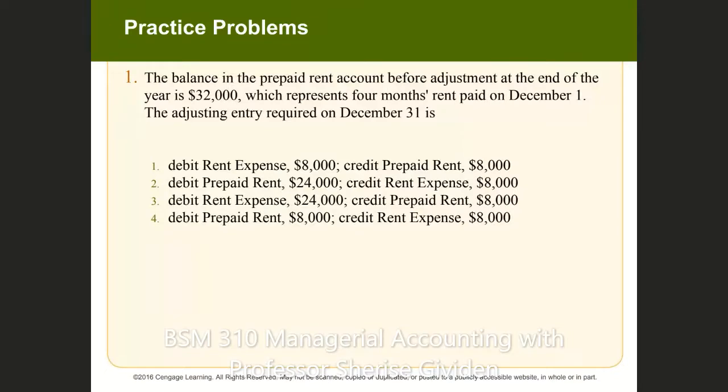All right, so the next one: the balance in the prepaid rent account before adjustment at the end of the year is $32,000, which represents 4 months of rent paid on December 1st. So we have prepaid rent. The adjusting entry required on December 31st is, so at the end of December, we're going to make an adjusting entry.